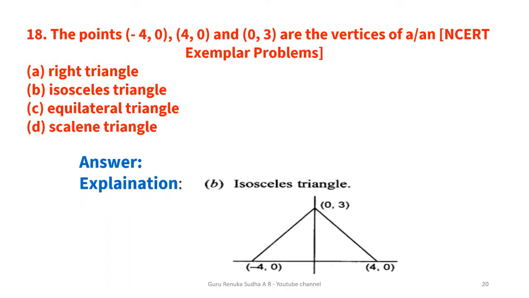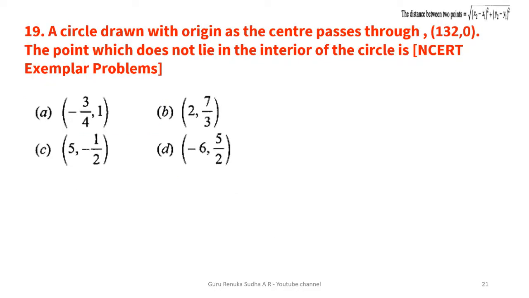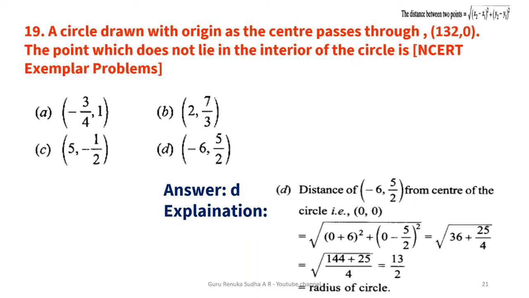Okay, 19th question. A circle is drawn with the origin as its center and passes through the point. Origin means if you draw the circle on a graph, it should be in the center. That means the x-coordinate and y-coordinate should be 0, with the coordinate equal to (0, 0). Then it passes through another point, 13, 1, 32, 0. The point which does not lie in the interior; you have to notice how the circle is. So they have given 4 options. Then by applying the distance between the 2 points formula, you can easily calculate the answer.